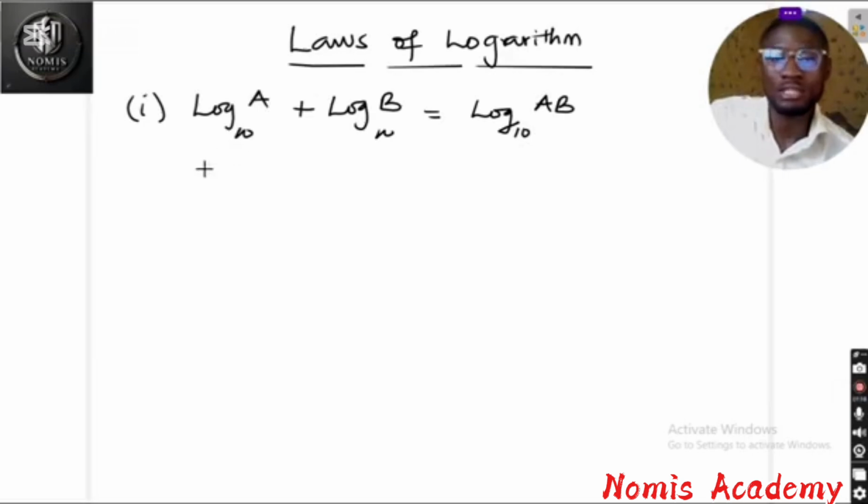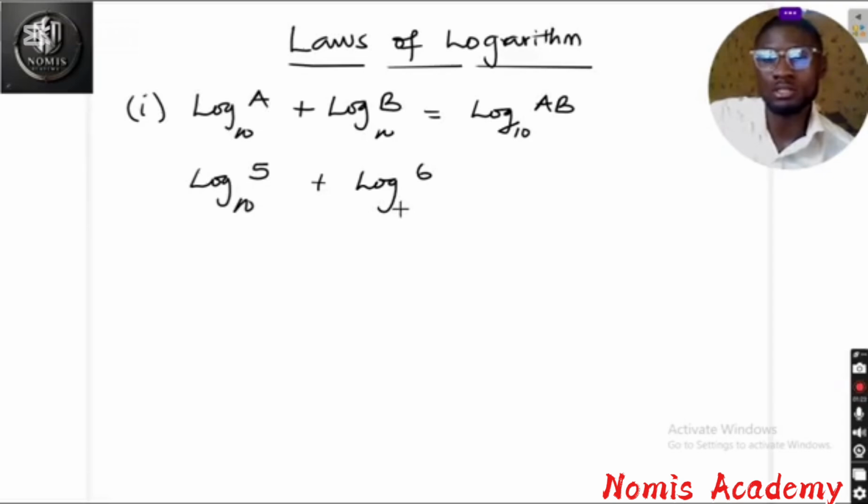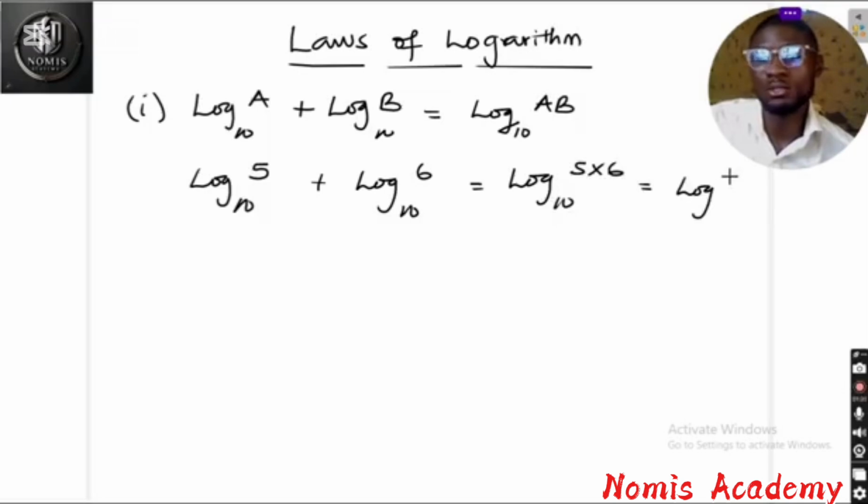So for instance, let's say we have log 5 base 10 plus log 6 base 10. So this becomes log 5 times 6 base 10, and that gives us log 30 base 10. So that is the first law of logarithm.